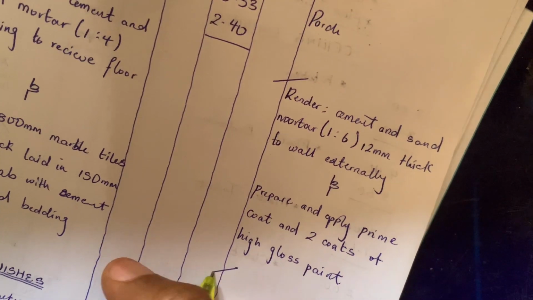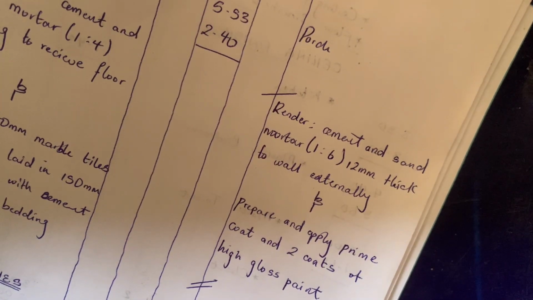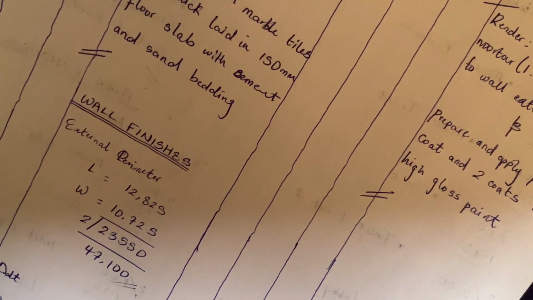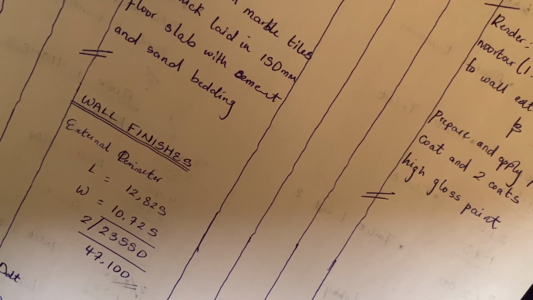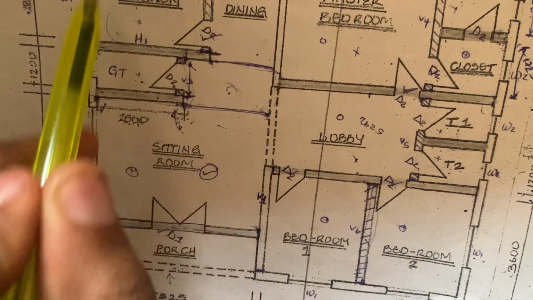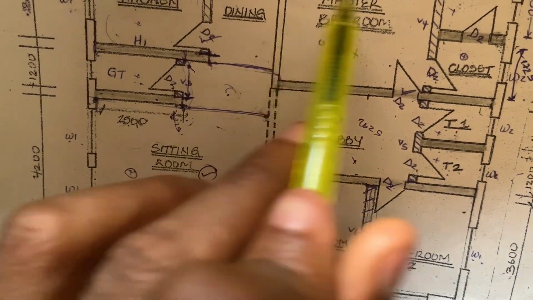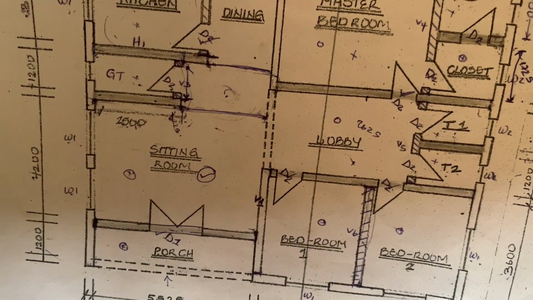And then we close. Doing this, we've booked for the wall finishes for this particular plan. Then the next thing is to book for the wall finishes internally. So the rendering and painting that will be done for each room internally is what we are going to be booking for.